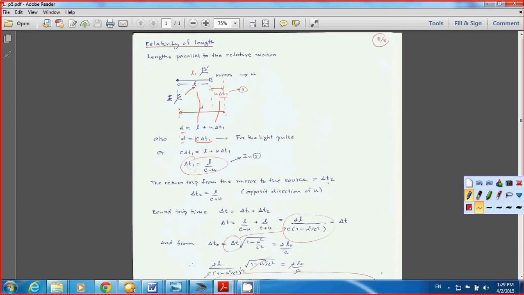So c delta t1 has to be equal to this term, L plus u delta t1. You rearrange the term. You have delta t1 equal to L over c minus u. And of course this one we're talking about in our S frame, right?